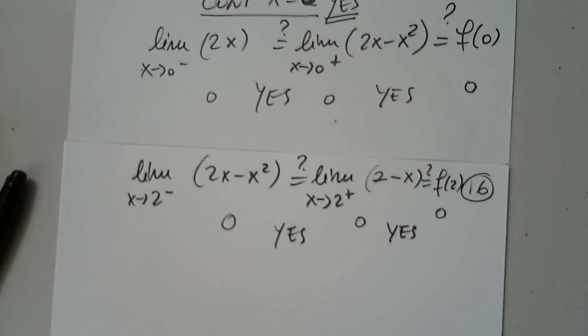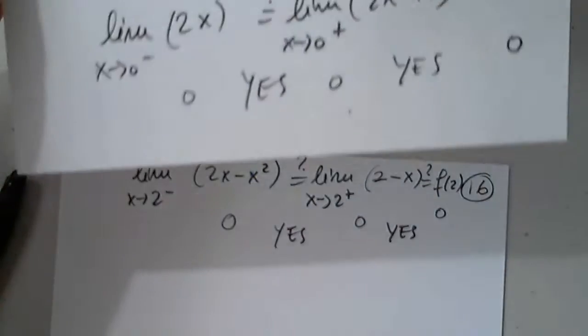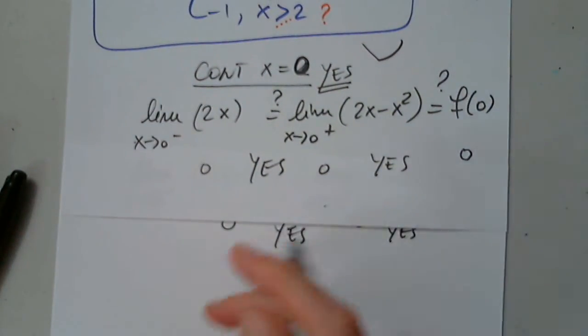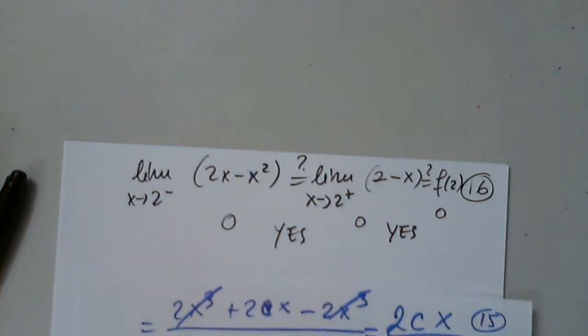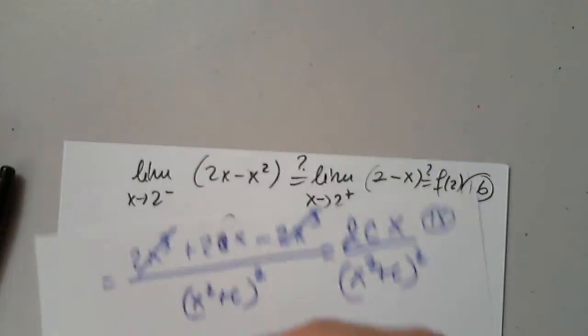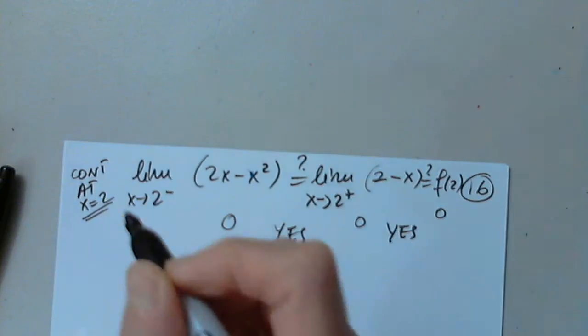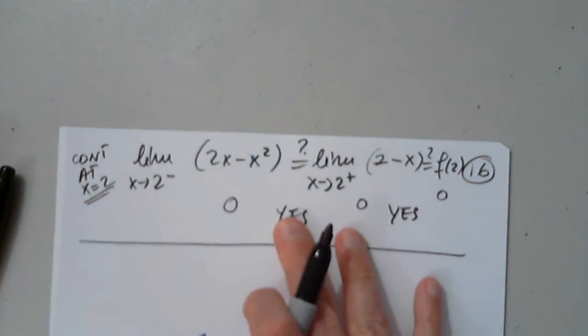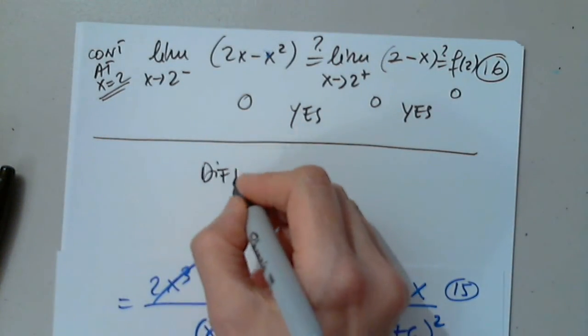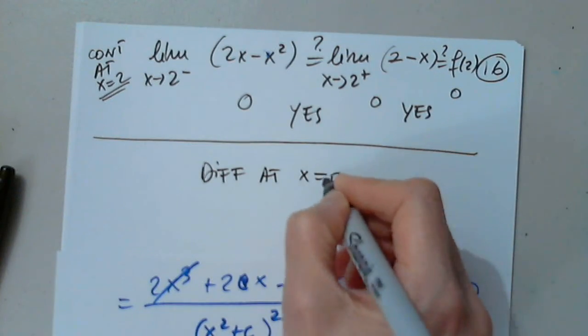Now, is it differentiable everywhere? Now we're going to check. So differentiability. So this was continuity at 0, and this is continuity at x equals 2. Now differentiability at x equals 0.